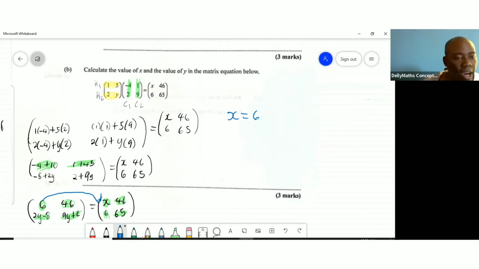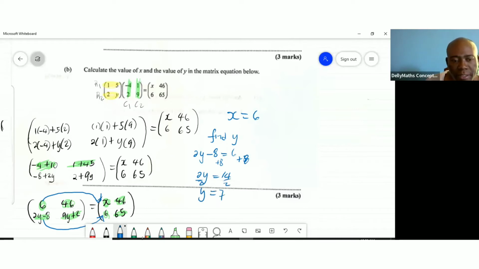In order to find a value for y, I have 2 options. So I'm going to pick 1. I could always link the 2y to the 6. Let's go with that. In finding y, we could say 2y minus 8 is equal to 6. Let's add 8 to both sides. 2y is equal to 14. Then I divide both sides by 2. y is equal to 7. So there it is. I have a value for y.